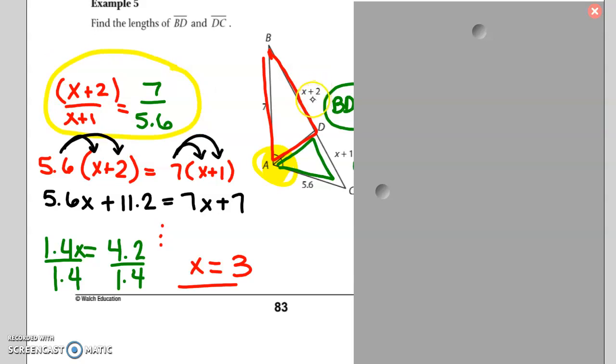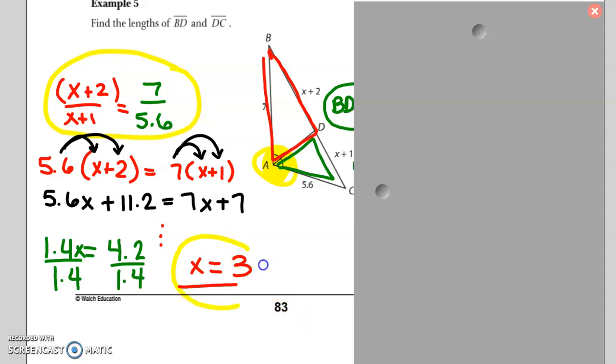And this is how I chose to set up my proportion right here. So I did x plus 2 over x plus 1, so I kind of stuck with the same side, is equal to 7 over 5.6. And then you can see my algebra. I'm going to multiply these terms together. Let's distribute the 5.6. Let's distribute the 7. Combine like terms. Maybe subtract the 5.6 over, subtract the 7. You get the following, and x is simply 3.